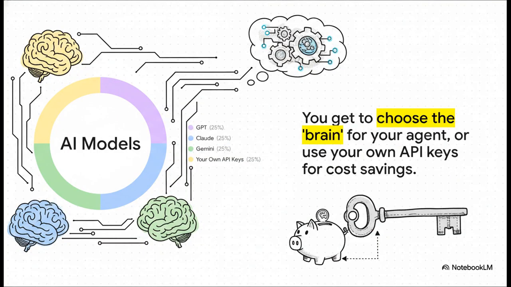And here's another thing that's really cool. You're not stuck with just one AI model. You actually get to choose the brain that powers your agent. So whether you're a fan of GPT or you prefer Claude or maybe Gemini, you can just plug it in. And for anyone planning to do this a lot, you can even use your own API keys, which makes it way, way cheaper when you're automating at a large scale.